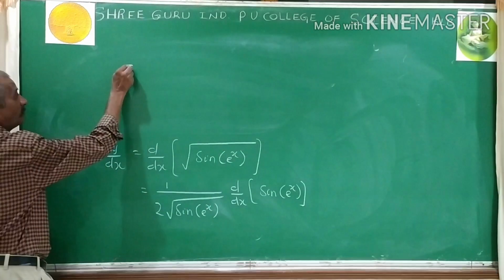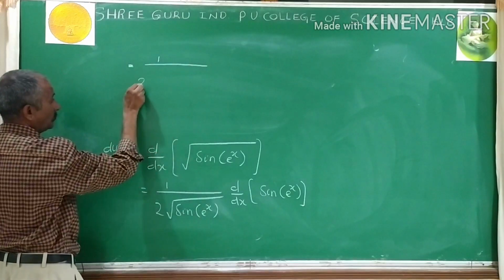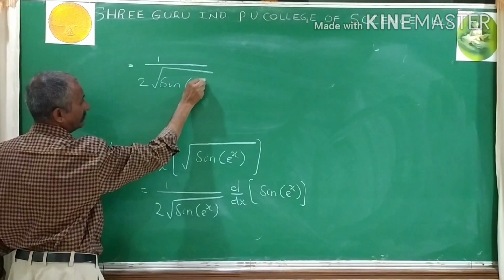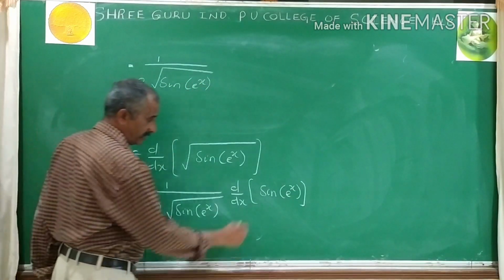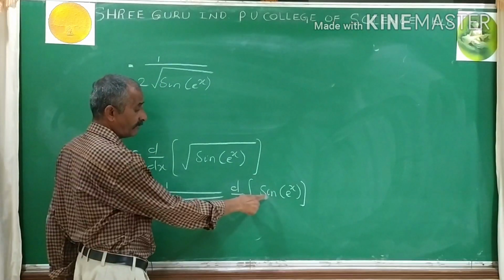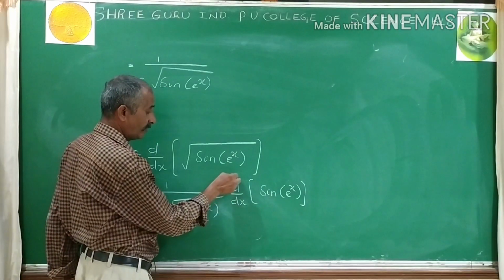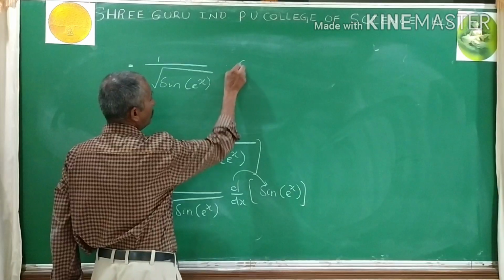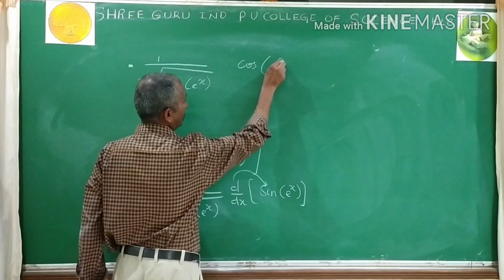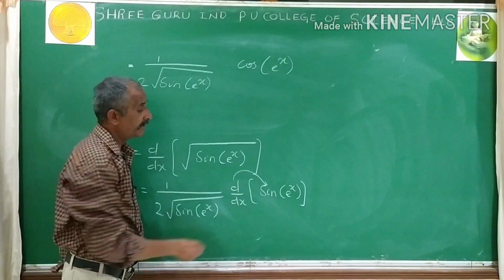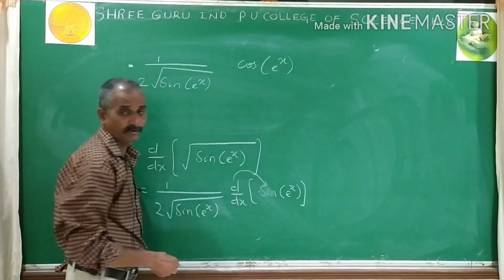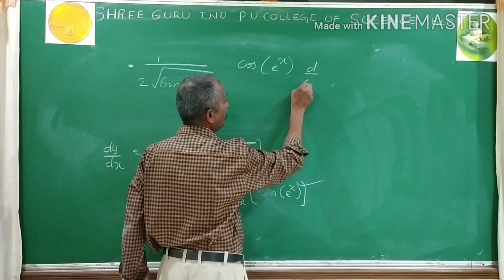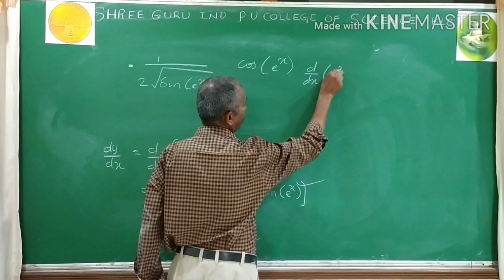But that is equal to 1 by 2 root of sine e power x multiplied by, once again it is a composite function, the first coming function is sine. By the standard list of formulas, the differentiation of the sine function is cos, that is cos of e power x. But still not over. What do we write? Only differentiation of the sine function is over, multiplied by differentiation of e power x, that is d by dx of e power x.